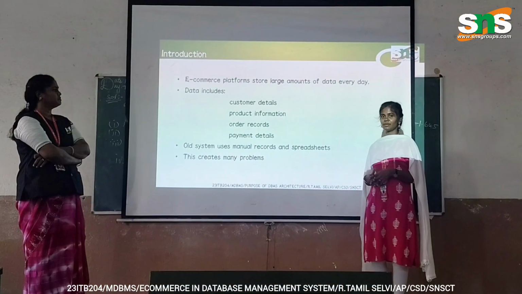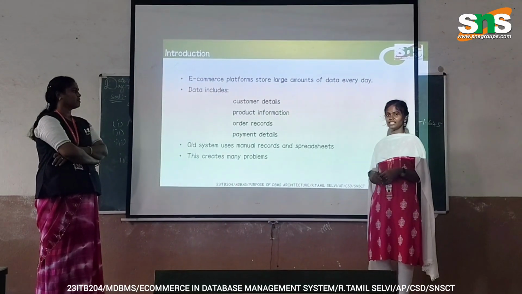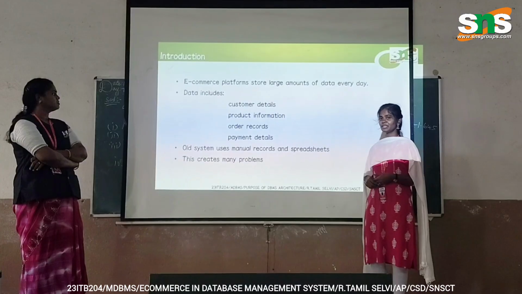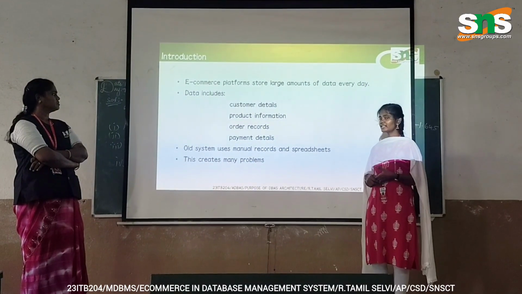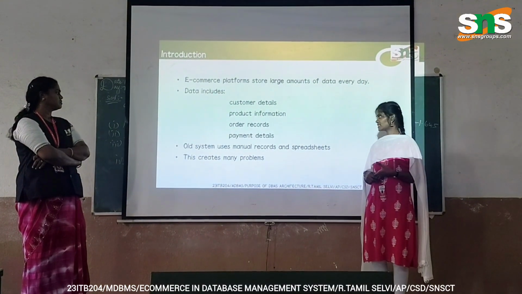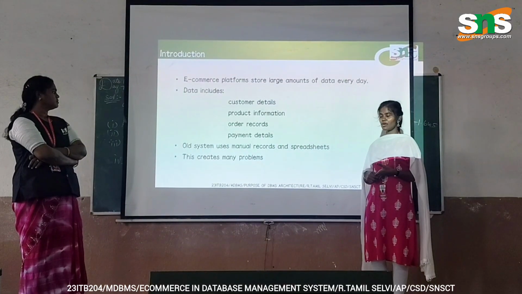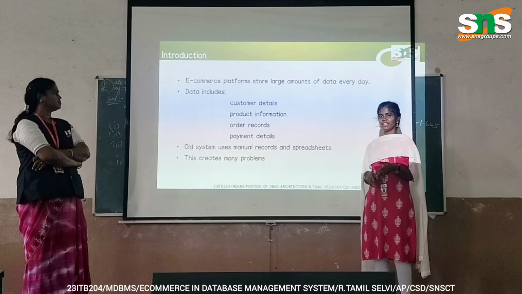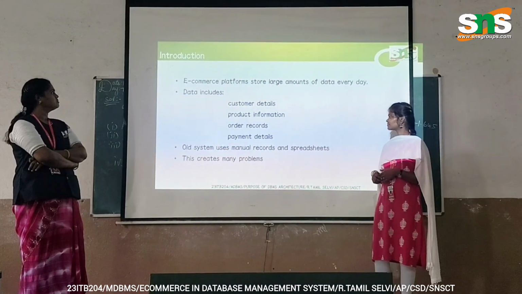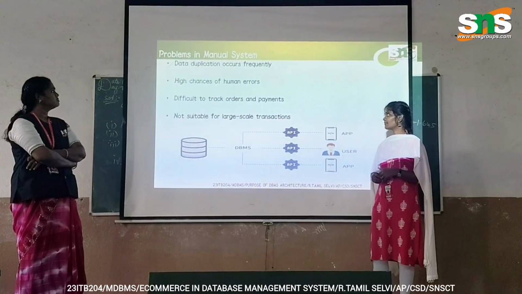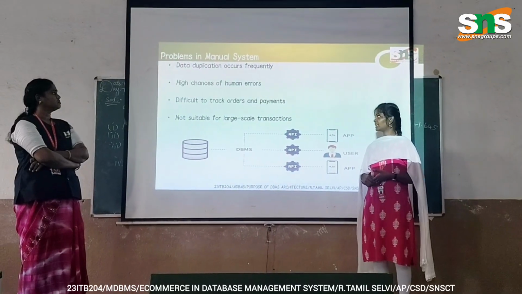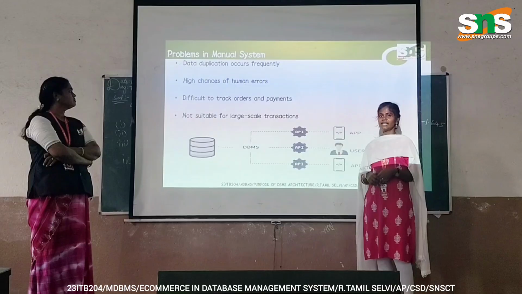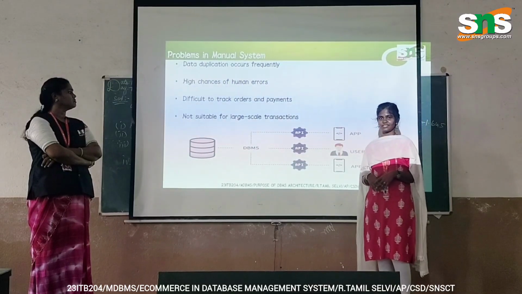Introduction. E-commerce platforms store a huge amount of data. It includes customer details like customer name and customer ID, product information like product ID and product name, order records like order ID, order name, and order status, and payment details, the method of payment. For this purpose, the whole system uses manual methods and spreadsheets. It may cause many problems in manual systems. Data duplication occurs frequently due to high chances of human errors, it is difficult to track orders and payments, and it is not suitable for large transactions.